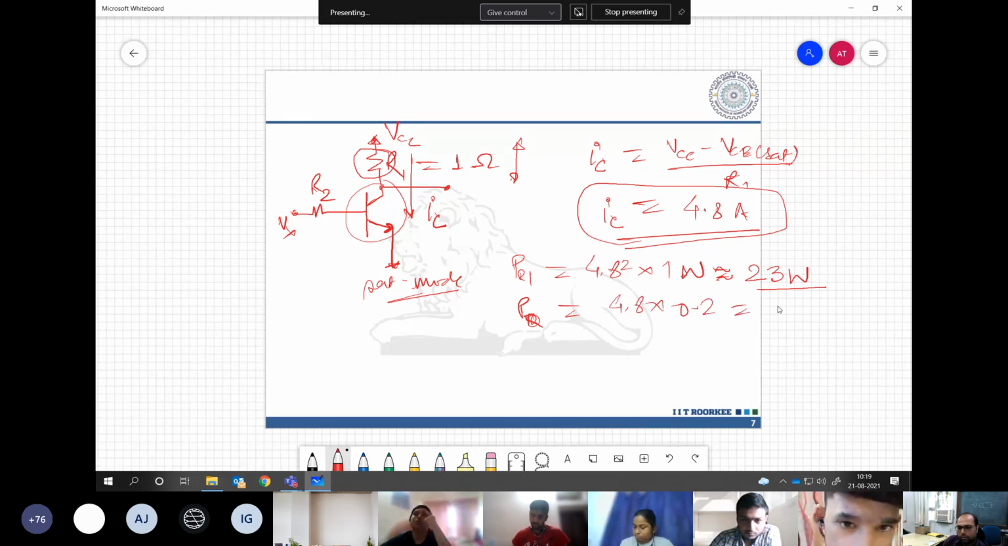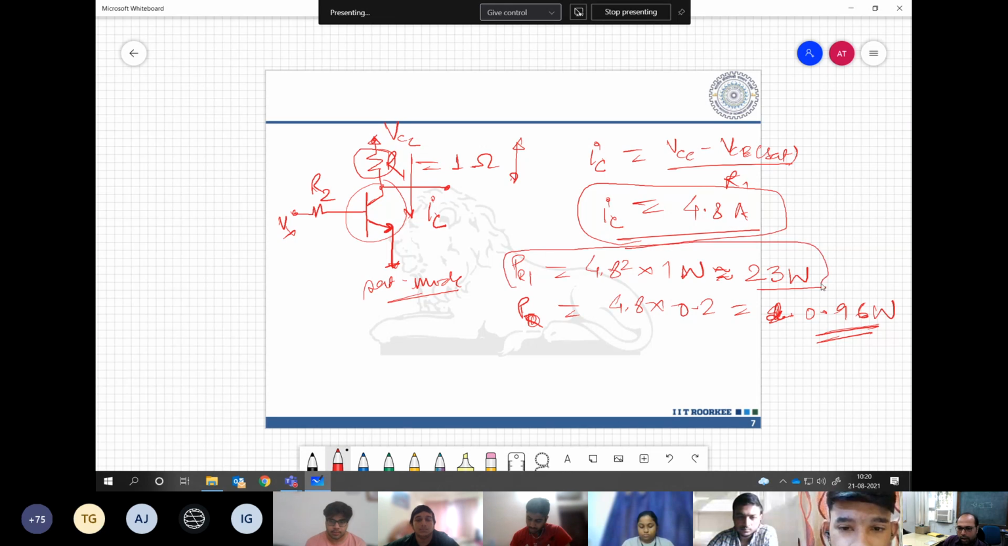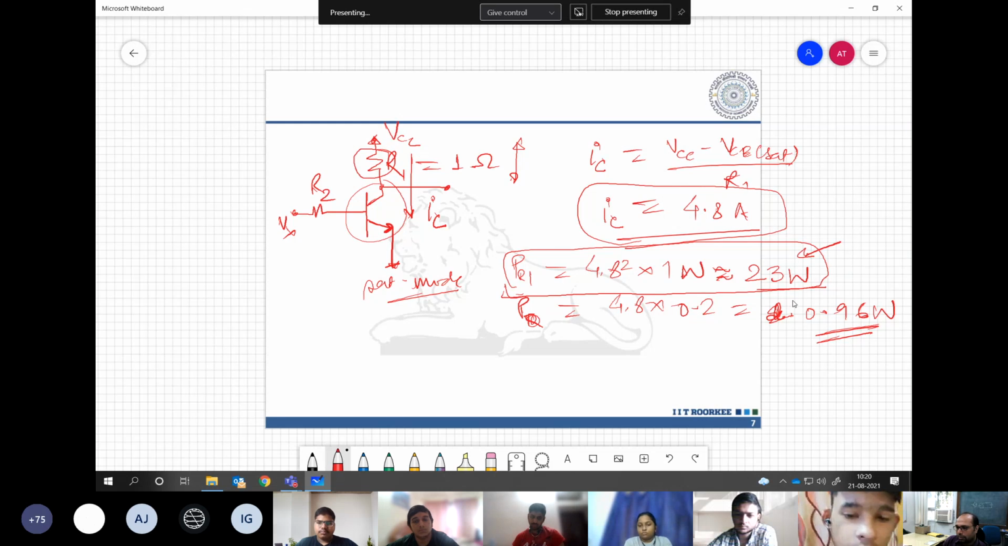And what is the loss in the transistor? 4.8 times 0.2, that is 0.96. Still, the transistor loss, you may say, is not very high, 0.96, but it is high compared to what the junction is going to see in temperature. It is not exposed to atmosphere, it is closed inside a casing. However, the power loss occurring across this resistance is huge, 23 watts.